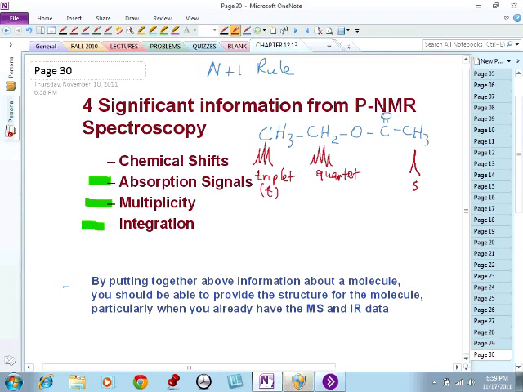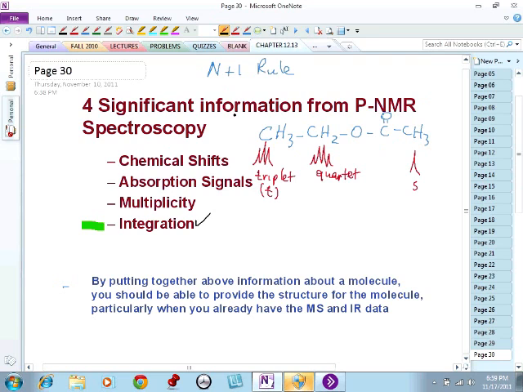Now, the last thing I want us to look at before we begin to solve problems. Now we've looked at all of this. The last thing we need to look at now is integration. We know the multiplicity of this methyl group is triplet. The multiplicity of this methylene group is quartet. The multiplicity of this methyl group is singlet. We know that.